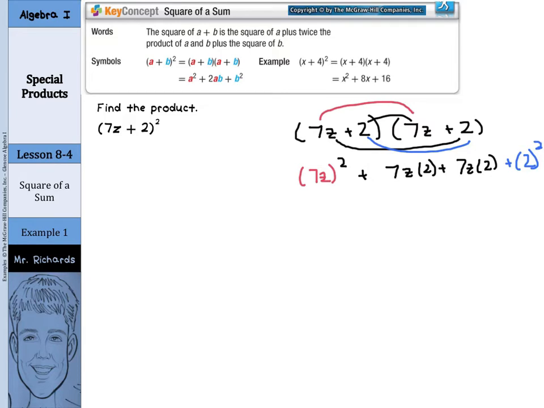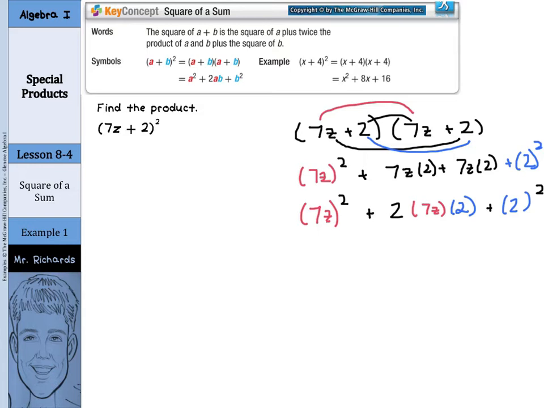Now, if we really break this down, we have our 7z squared plus there's 1, 2 of the 7z's times 2, so there is 2 times the 7z times 2. And then, of course, we have our plus at the end here, 2 squared.